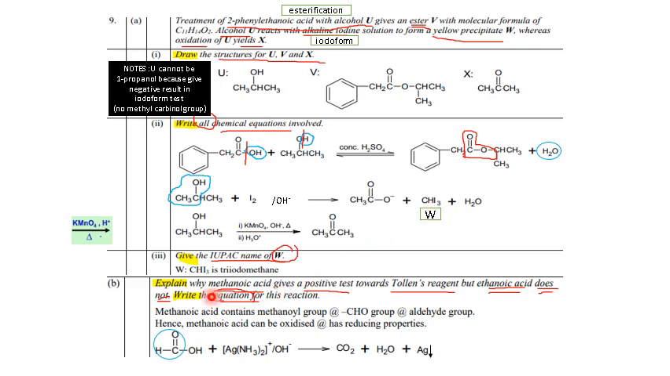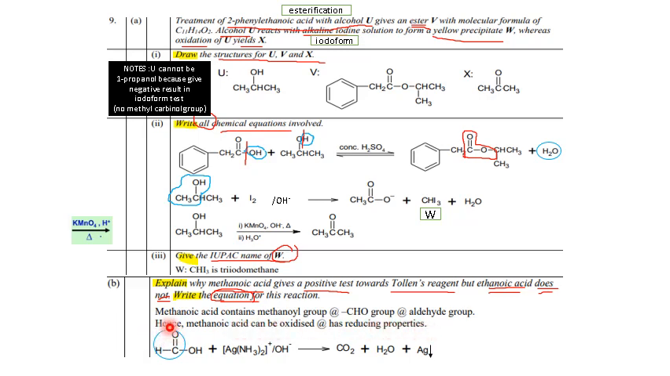Okay, B. Explain why methanoic acid gives a positive test towards Tollens' reagent, but ethanoic acid does not. You have to explain and then write the equation. So methanoic acid is special because it has the C double bond O H group, which is the aldehyde group. So methanoic acid can be oxidized and has reducing properties.